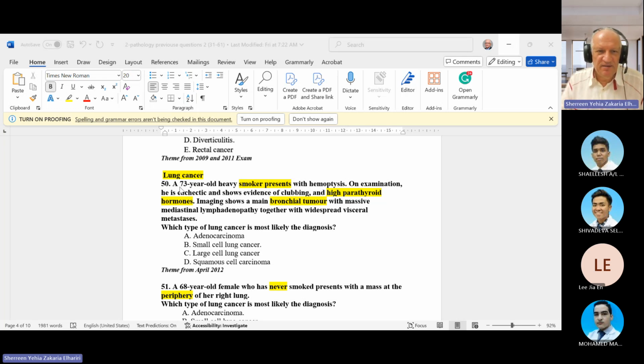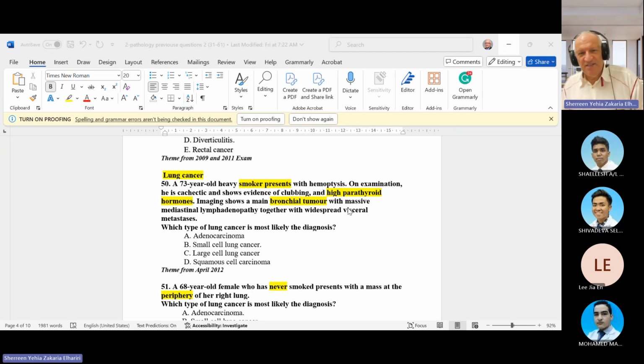So first patient, a 73-year-old heavy smoker, presented with hemoptysis. On examination, he shows evidence of clubbing and high parathyroid hormone. Imaging shows a main bronchial tumor with massive mediastinal lymphadenopathy, together with widespread visceral metastasis. So what type of lung cancer is most likely? This question has one trick.